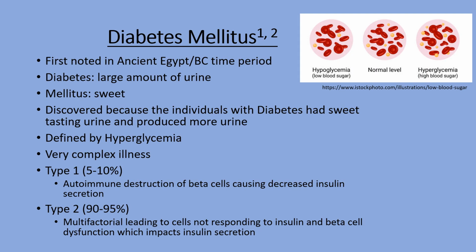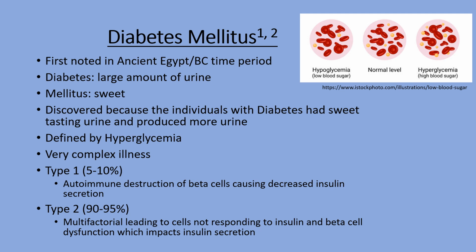Diabetes mellitus was first noted in ancient Egypt during the BC time period. Individuals with diabetes were noted to have sweet-tasting urine and produce more urine, which led to the title diabetes mellitus: diabetes meaning a large amount of urine, while mellitus means sweet. If you had to define diabetes in one word, that word would be hyperglycemia. It is a very complex illness that is impacted by many factors and results in many complications.